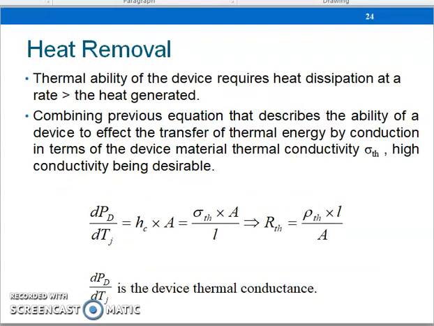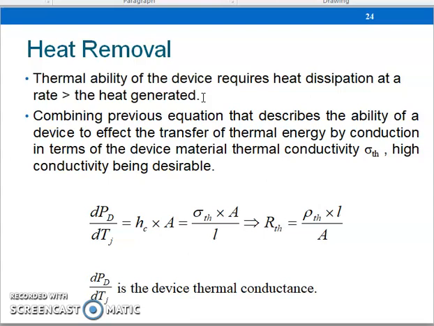So the thermal ability of the device requires heat dissipation at a rate which is bigger than how much is generated inside the junction. We can imagine a pool tank. If the rate at which the pipe pours water into the pool is more than the outlet, what will happen? The pool will overflow.